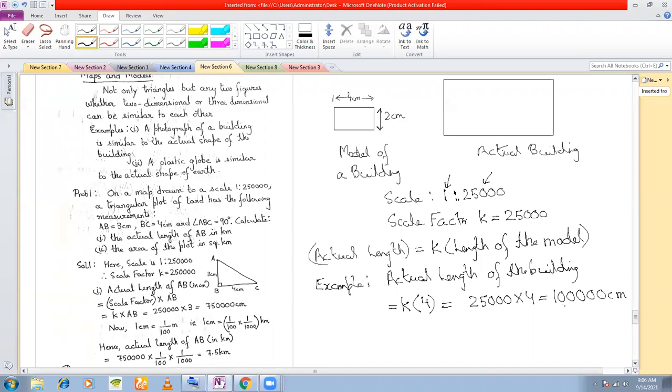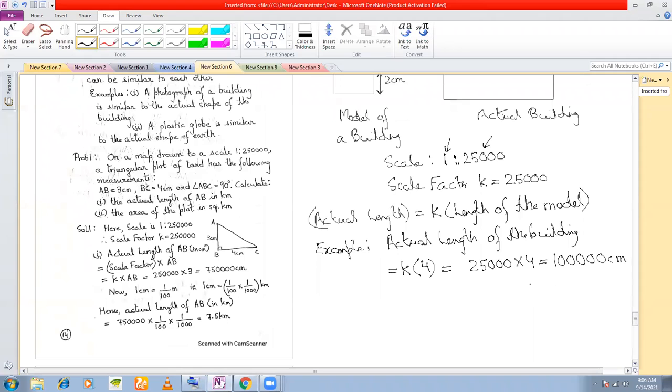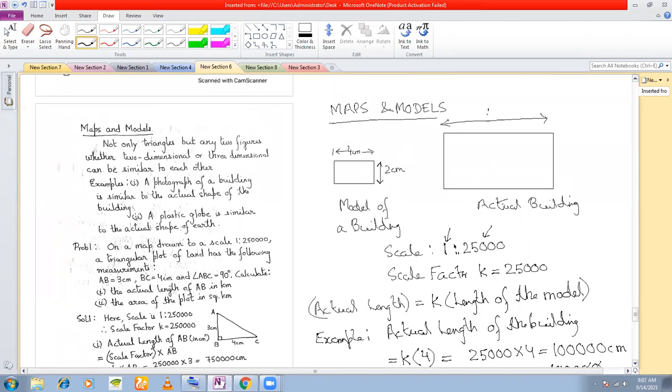this in centimeter. You are getting the length of the actual building in centimeter, but the actual building in centimeter does not look good. So you convert this to meter. You divide it by 100. So the actual length is 1000 meters. So 4 centimeter in the model corresponds to 1000 meter actually, because of the scale factor. Is it clear?